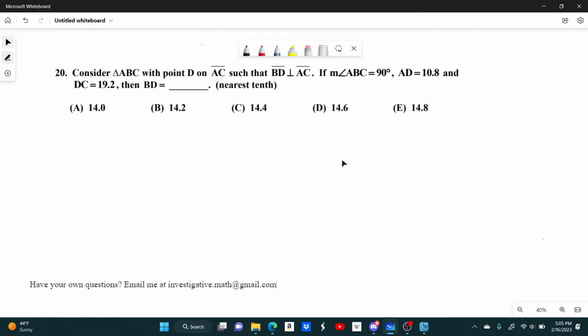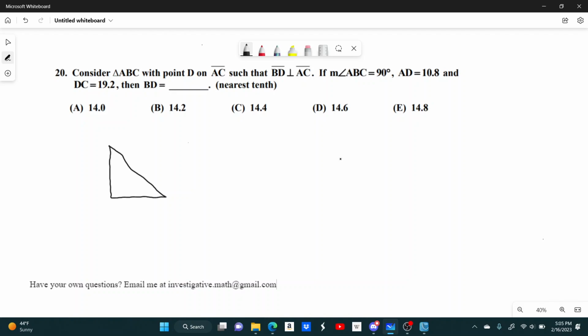Number 20. Consider triangle ABC with point D on line AC such that BD is perpendicular to AC. The measure of angle ABC equals 90 degrees and AD equals 10.8 and DC equals 19.2, then BD equals what? So let's just draw this real quick. So it tells us that ABC is a right angle.